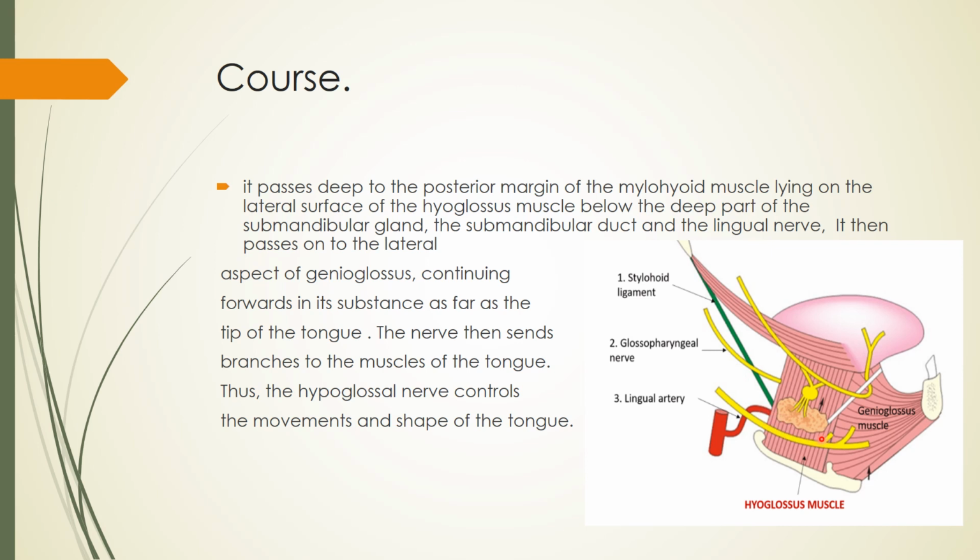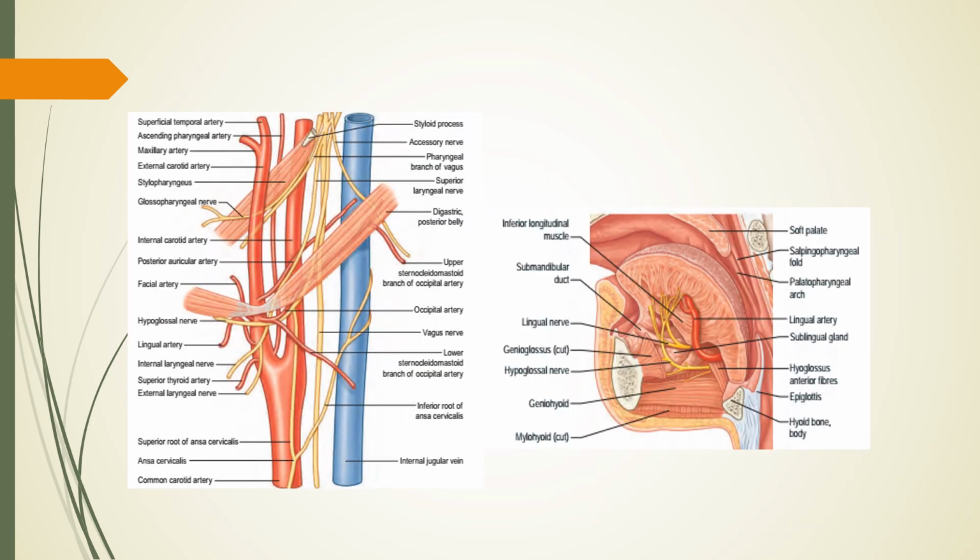Then it passes on the lateral aspect of genioglossus, continuing forwards in its substance as far as the tip of the tongue. The nerve then sends branches to muscles of the tongue. Thus, hypoglossal nerve controls the movements and shape of the tongue.